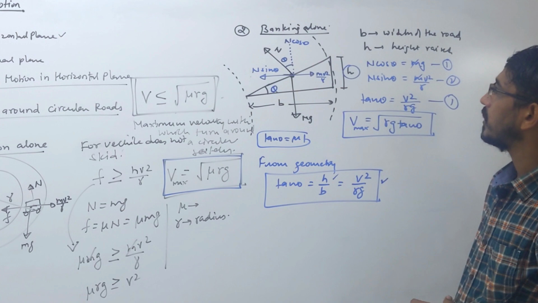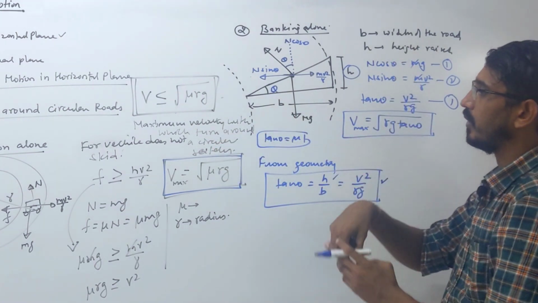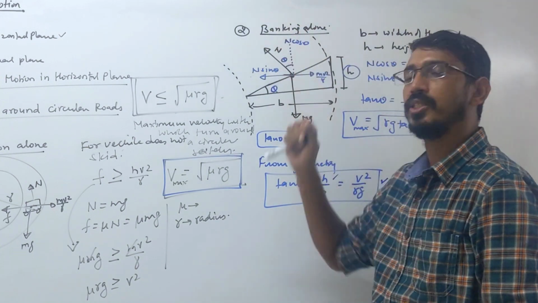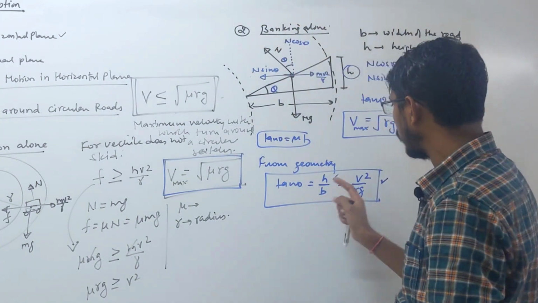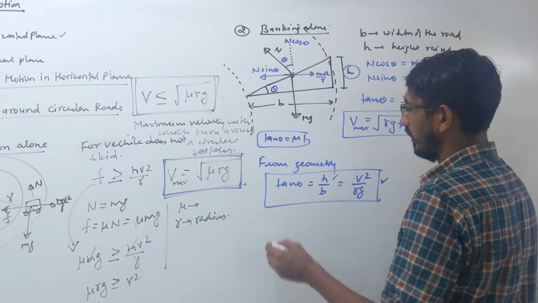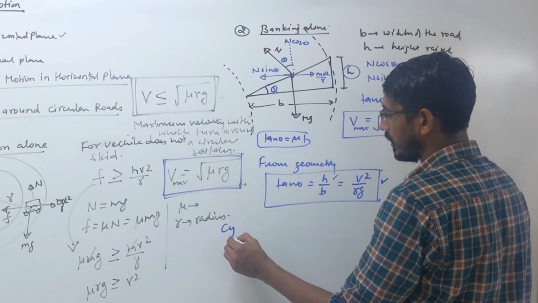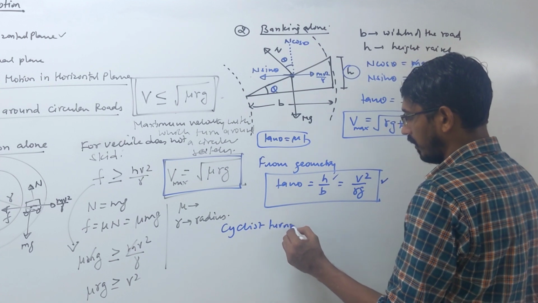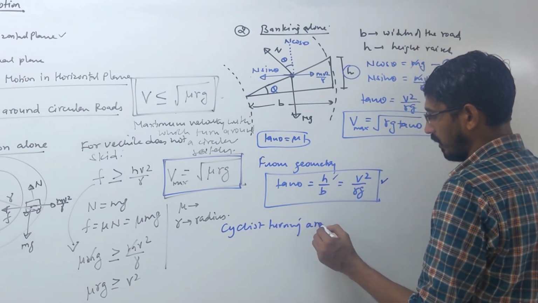Okay. Now the next, third point we'll talk about, we put them both together. Suppose a road is there where friction is also there and angle of banking is also there, right? So the same question they can ask for a cyclist also, okay? Exactly the same question they can ask for a cyclist turning around a circular road.